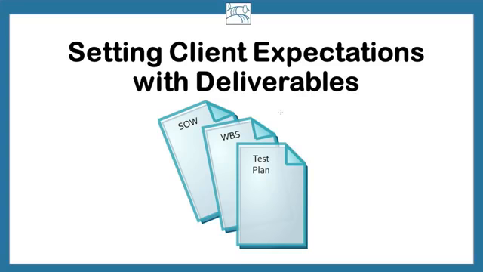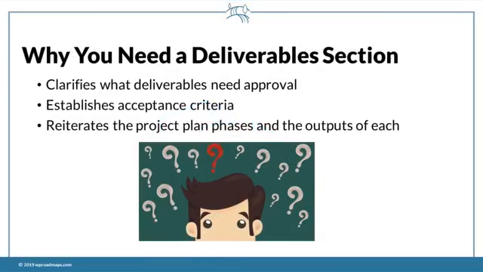So first let's talk about why you need a deliverables section. The deliverables section gives the client a snapshot of every deliverable for which they will need to provide approval. It allows you to establish how to know when each deliverable is done, the acceptance criteria, and what it needs to include to be acceptable. And it allows you to reiterate how the phases will be laid out.